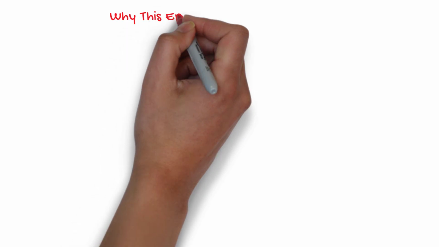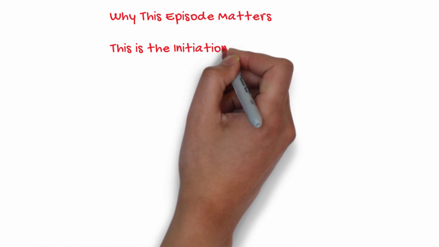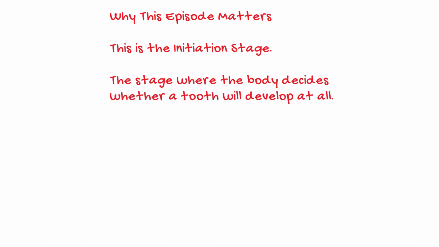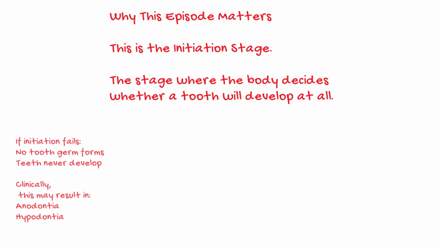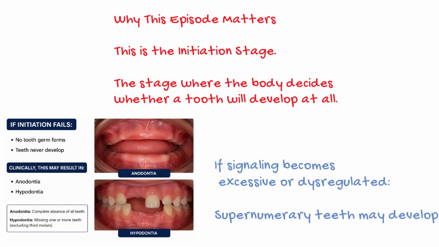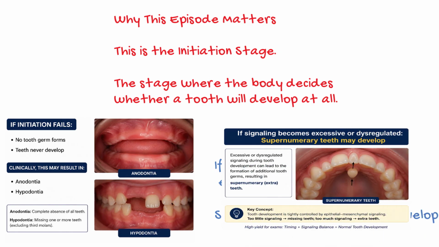Why this episode matters. This is the initiation stage, the stage where the body decides whether a tooth will develop at all. If initiation fails, no tooth germ forms. Teeth never develop. Clinically, this may result in anodontia, hypodontia. If signaling becomes excessive or dysregulated, supernumerary teeth may develop. This is one of the most frequently tested concepts in oral histology because it combines timing, embryology, and developmental logic.